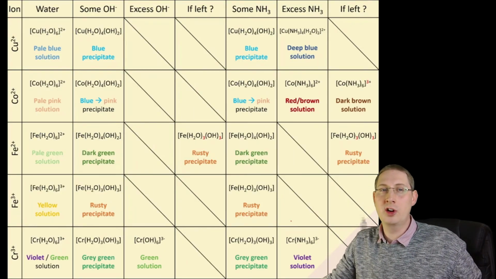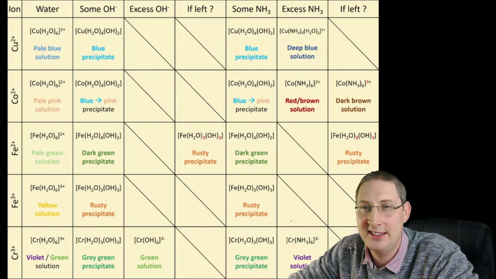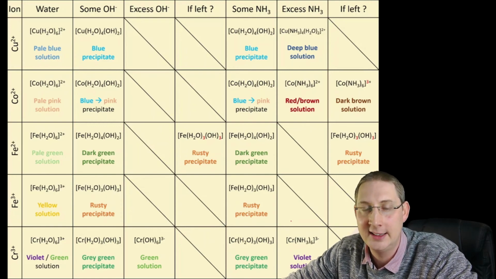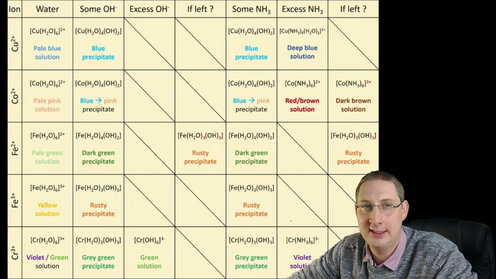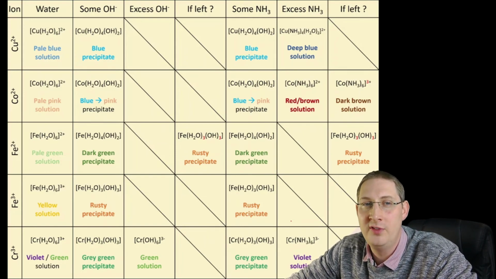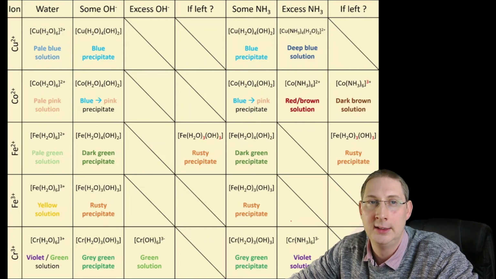Some of you are going to cry when you see this slide, but this sums up what you need to know, I'm afraid. So you do need to know both the formulae and the colours of the various precipitates and solutions formed by these 5 ions, as it says in your spec.